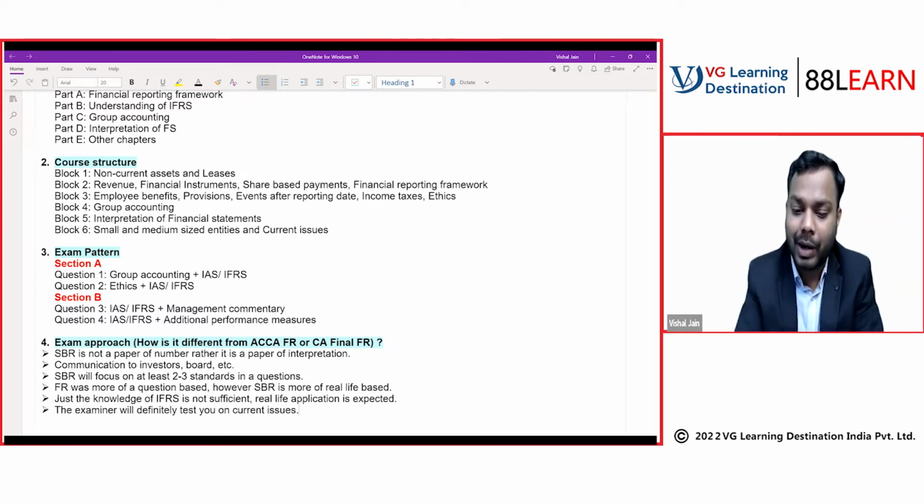Now, how will you get the understanding of current issues? First, by reading the technical articles.